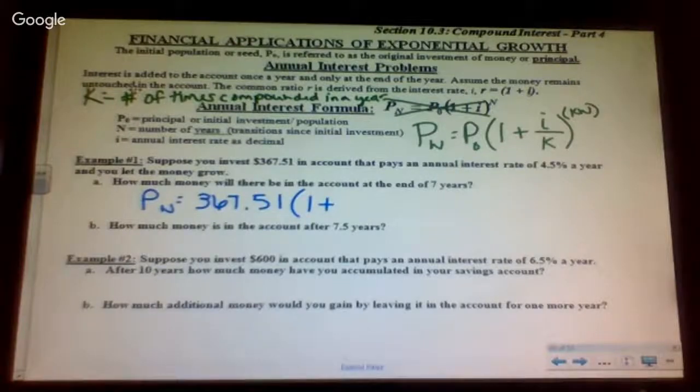Okay. Fantastic. I is your annual interest rate, 4.5%. As a decimal it needs to go in here: 0.045. Okay, so 0.045 divided by 1, because it's happening annually. So 1 raised to the 1 times, how many years is this happening? 7. We want to know the investment at the end of 7 years. That's it. Plug it in and give me an answer.